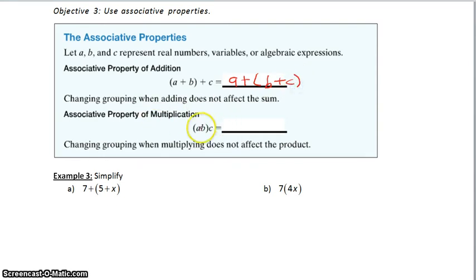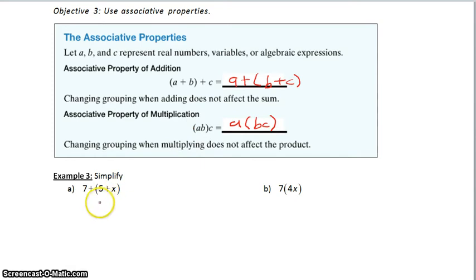Now this rule also works for multiplication. Now we have the parentheses around a times b, and we have c on the outside. So if we shift those parentheses, we will end up with the same exact answer. So we have a times b times c.